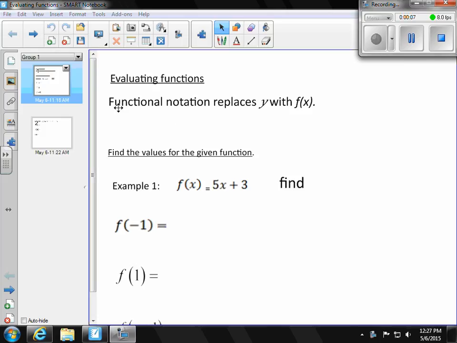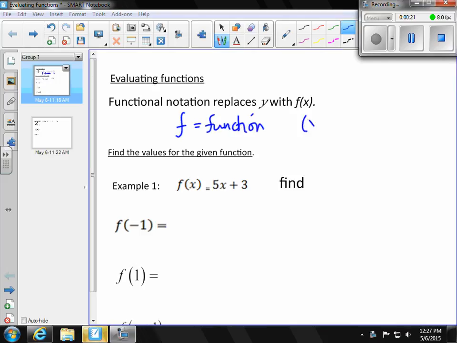When we talk about functional notation, we're just talking about a symbol where we replace y with this notation f of x. F means we have a function, and the parentheses x does not mean we're multiplying by x. It means in the variable of x. Okay, and functions can have different notations.